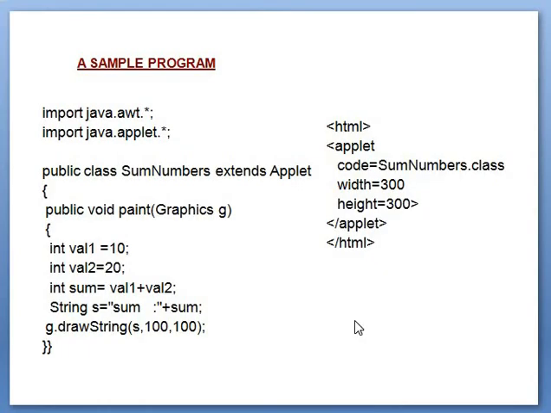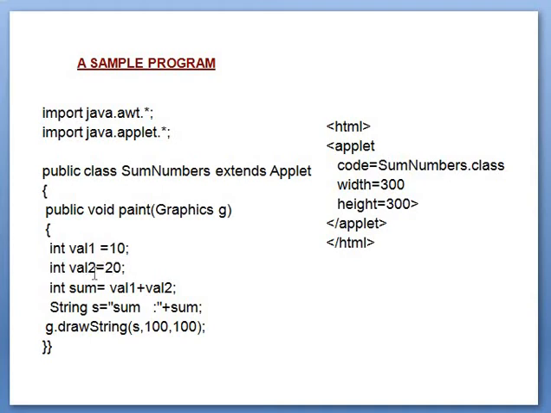Now a simple applet program is here. The import statements are a must: java.awt.*, java.applet.*. Then public class SumNumbers extends Applet. That means SumNumbers is the name of the applet class. That is a public class, a subclass of Applet. Here in the paint method we have given initial values of integer variables value1 and value2 respectively.